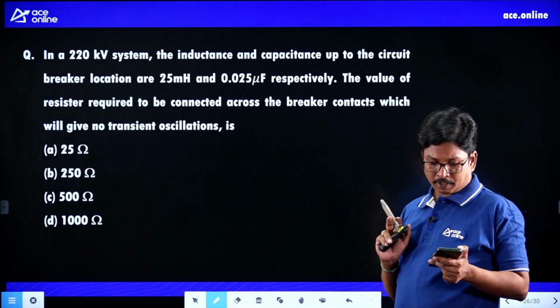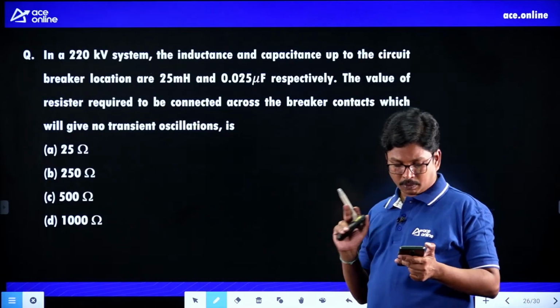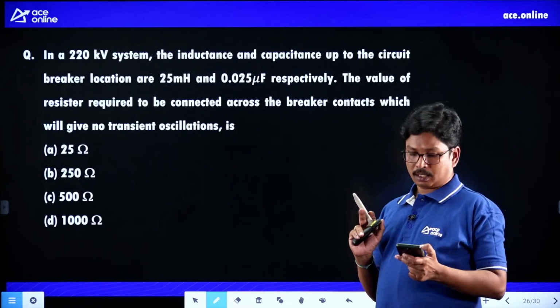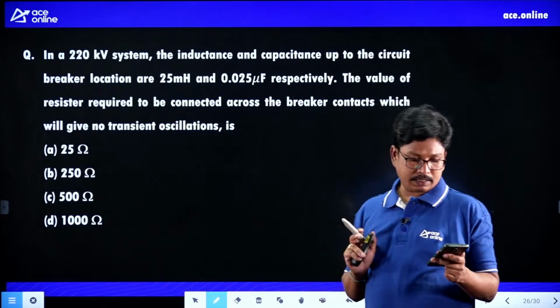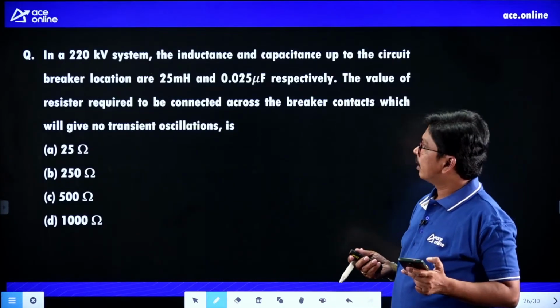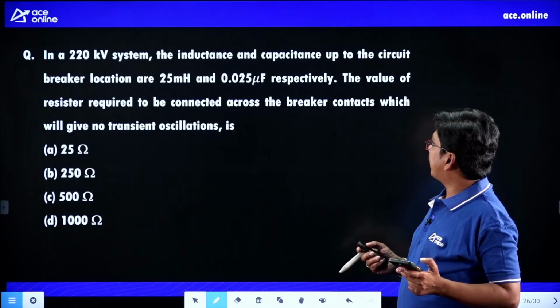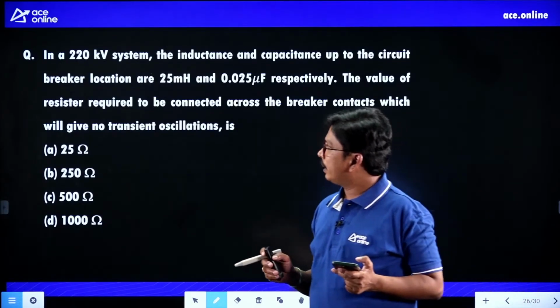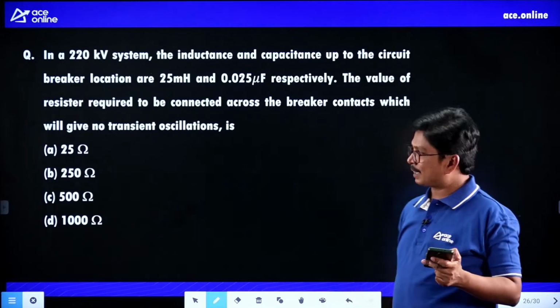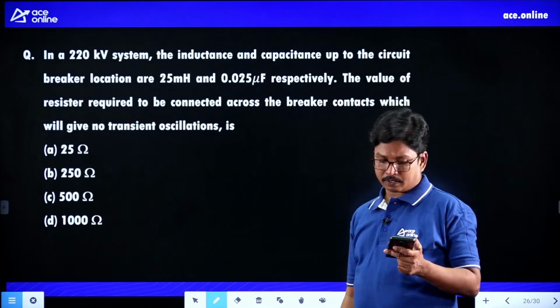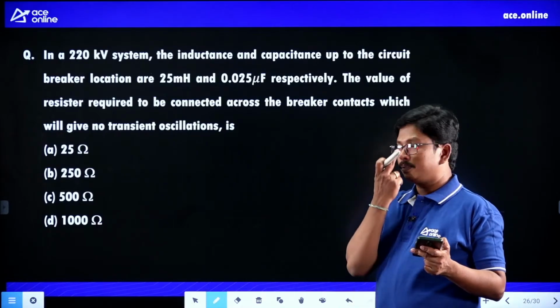I am expecting the answer from everybody for this question because it is one of the famous questions. So what is the value of resistor required to be connected across the breaker contacts, which will give no transient oscillations? What is the answer? Option C, Aspirant given. Very fast, very good, Ashwini. Very good. Right.